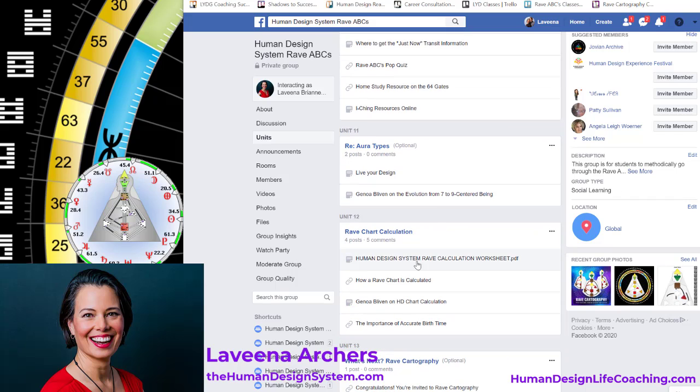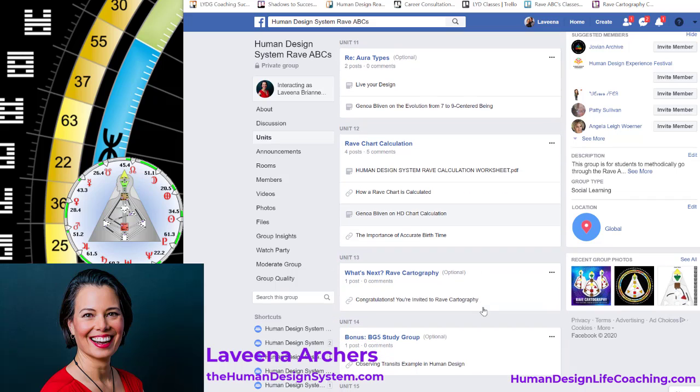And then we have a Unit 12, which is talking about how the human design system charts, the Rave charts, are calculated. So we have a Rave calculation worksheet that you can download and play with, little video from Human Design America, and some notes from Jenna Oblivion at Human Design America about chart calculation. Then I have a video here talking about the importance of accurate birth time and what to do if you don't have accurate birth time.